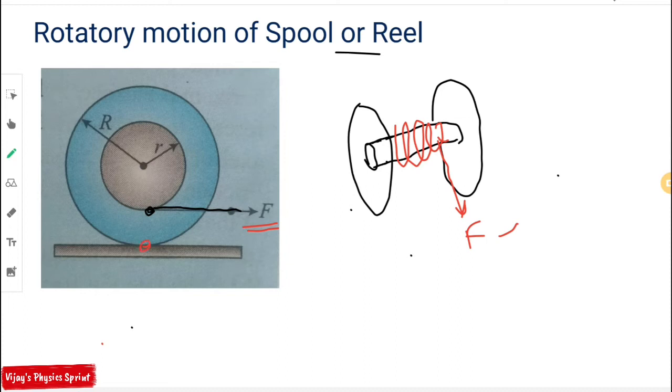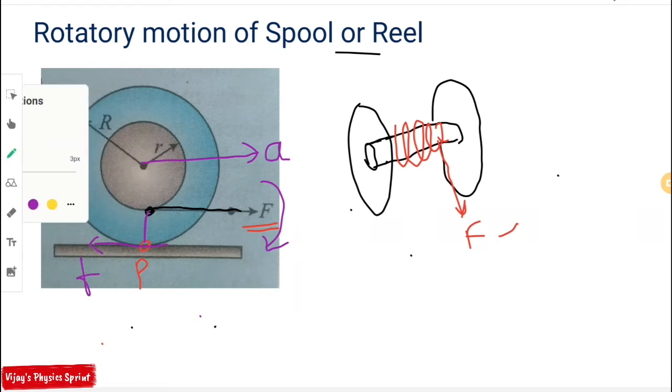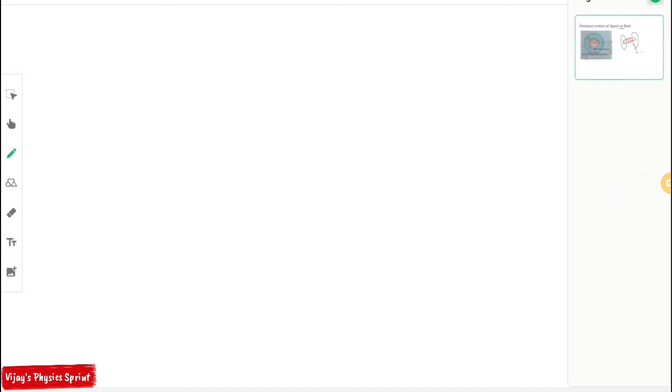About the point of contact, the instantaneous axis of rotation, the force acts in the clockwise direction, so the spool moves in the forward direction with acceleration a, and the friction force f acts in the backward direction. Now I am calculating the acceleration as well as the friction force. Here we apply translational equilibrium.